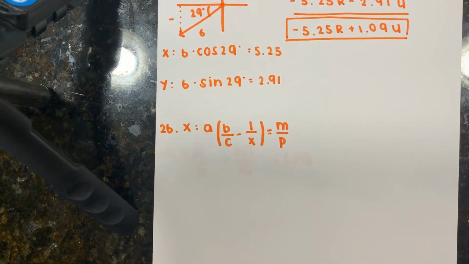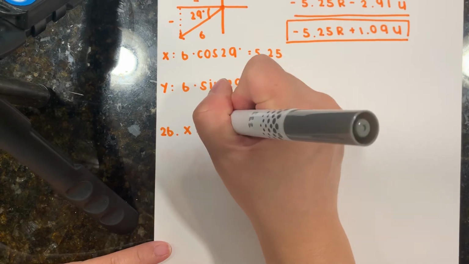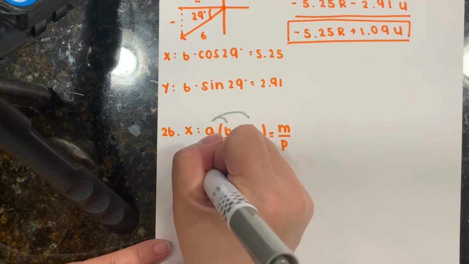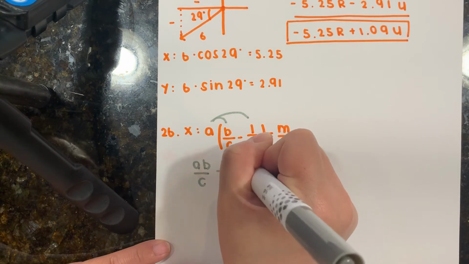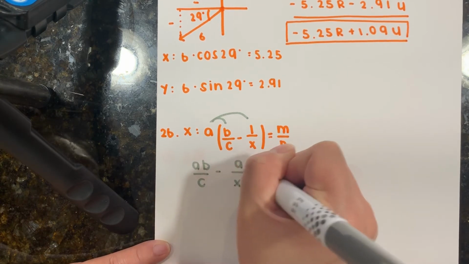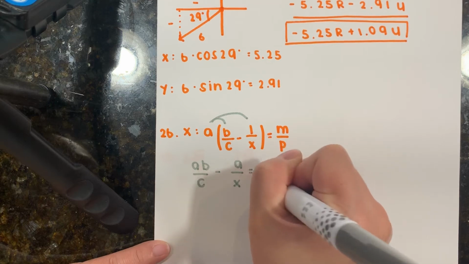Now for number 26, the first thing that I'm going to do is I'm going to distribute the a, and then I'm going to eliminate the denominator. So when I distribute the a, I'm going to get ab over c minus a over x equals m over p.